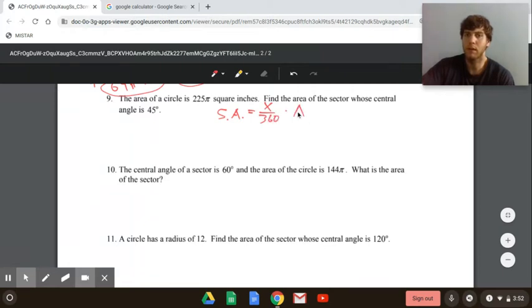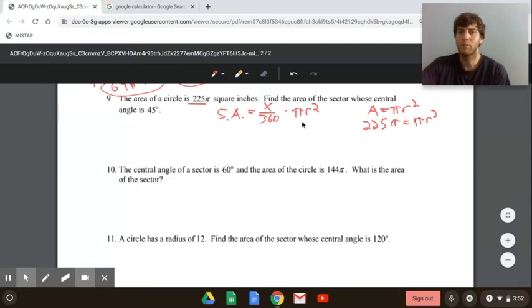Again, we can just put A if you want, right? But it's pi r squared is formally what we have because pi r squared is the area, right? We know area is pi r squared. So they give us the area, 225 pi, right? So instead of writing pi r squared here, we could put in 225 pi, right? Because we know that that is the area.